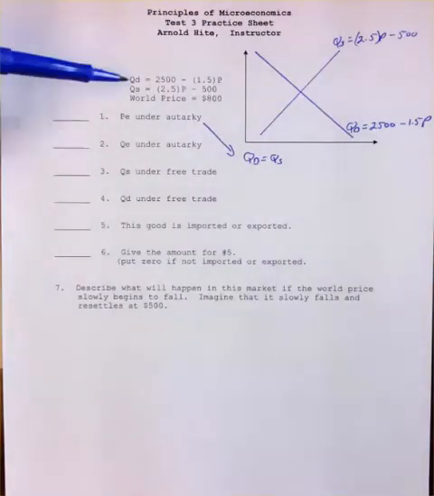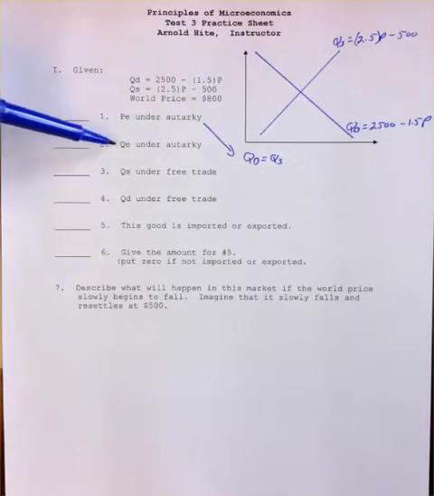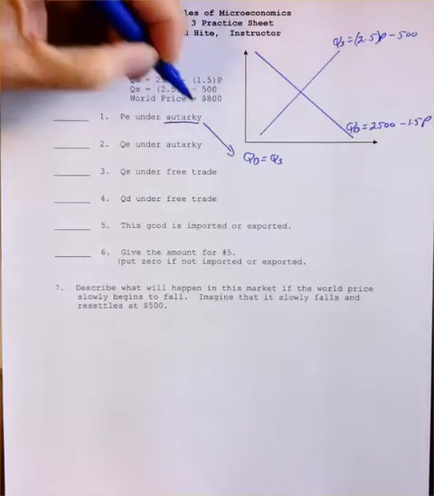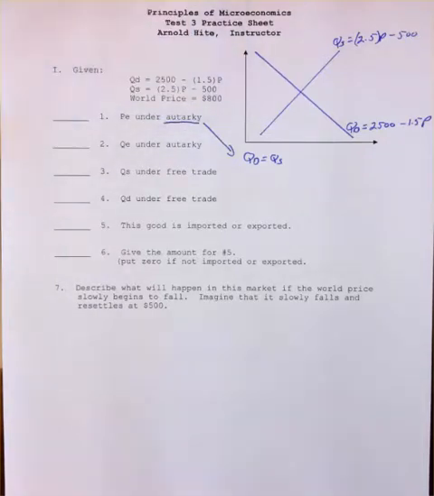You're given a demand and supply curve like you've been given all semester, and you're asked first to find the equilibrium price and quantity under autarky. You just need to remember that autarky is an old-fashioned word that only economists use nowadays, and it means no trade. So we're looking for the equilibrium price under no trade and the equilibrium quantity under no trade, which is very much like how you did it on test 1.